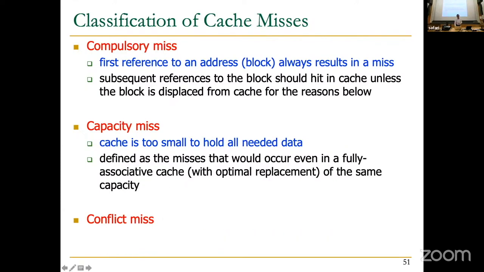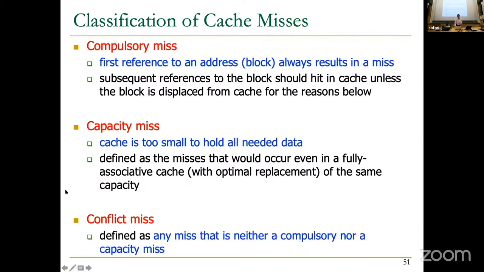But basically, this is a valid definition that doesn't incur the conflict miss in it. Defined as the misses that would occur even in a fully associative cache with optimal replacement of the same capacity. Basically, you do whatever you do, you don't have a conflict miss, and you still get a miss, that's a capacity miss. And conflict miss can be defined this way. By the way, this is not a circular definition. Conflict miss: this is the definition of how to eliminate conflict misses over here. And then after that, you can define the capacity miss. And conflict miss is basically you cannot classify it as a capacity miss or a compulsory miss.